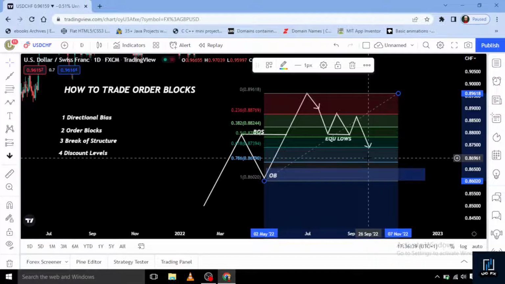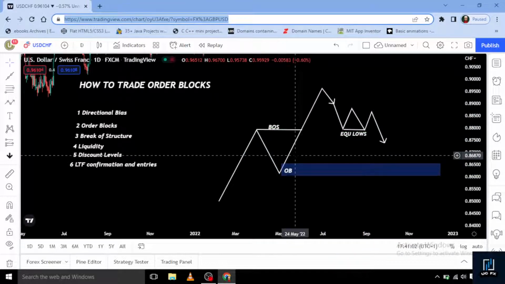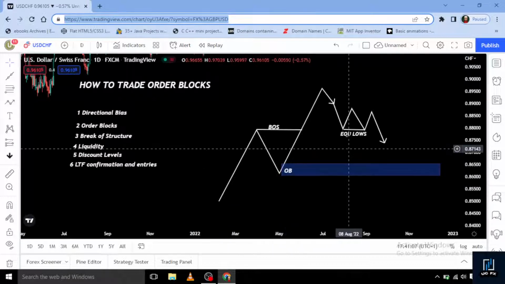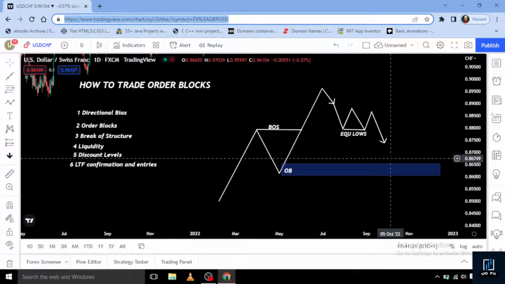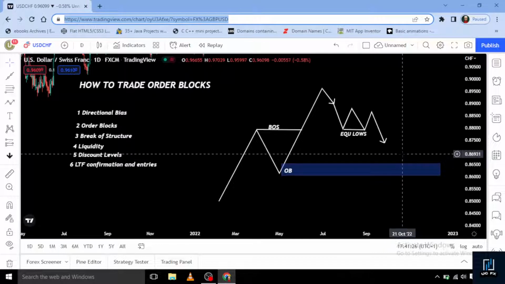The last but not the least is lower time frame confirmation and entries. After price has taken out liquidity and you spotted price at discount level, this is where you actually need to get interested in buying or selling. So you will wait to see price tap into this area, the point of interest. After tapping into this area, you need to spot a lower time frame order block formation.